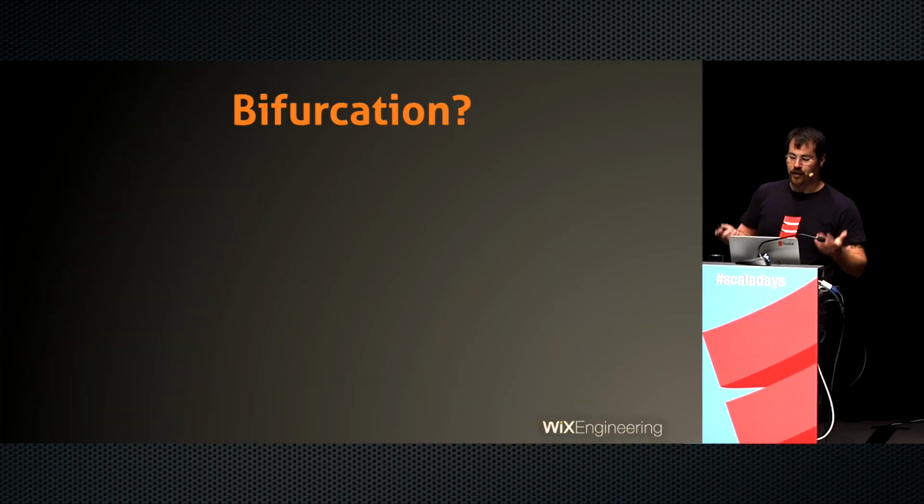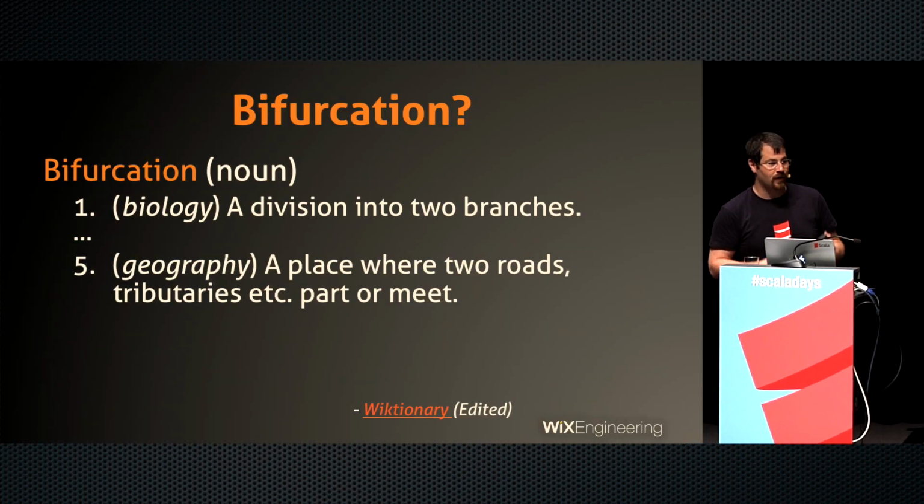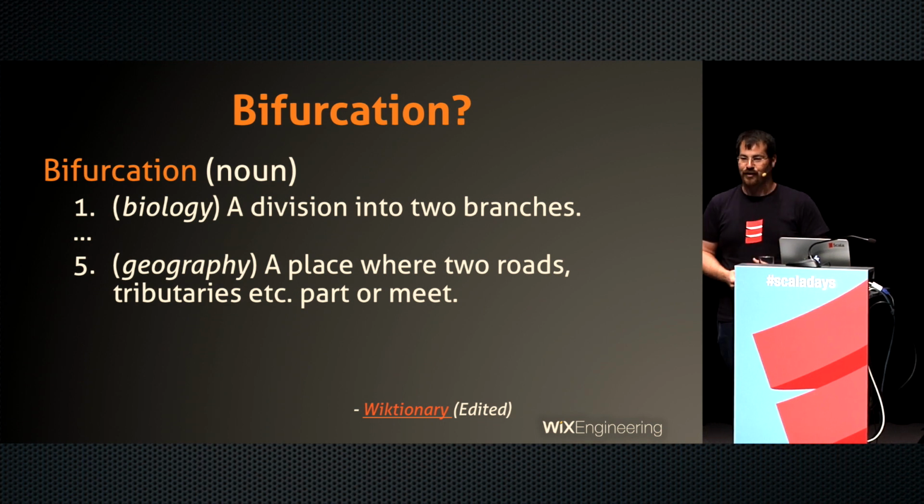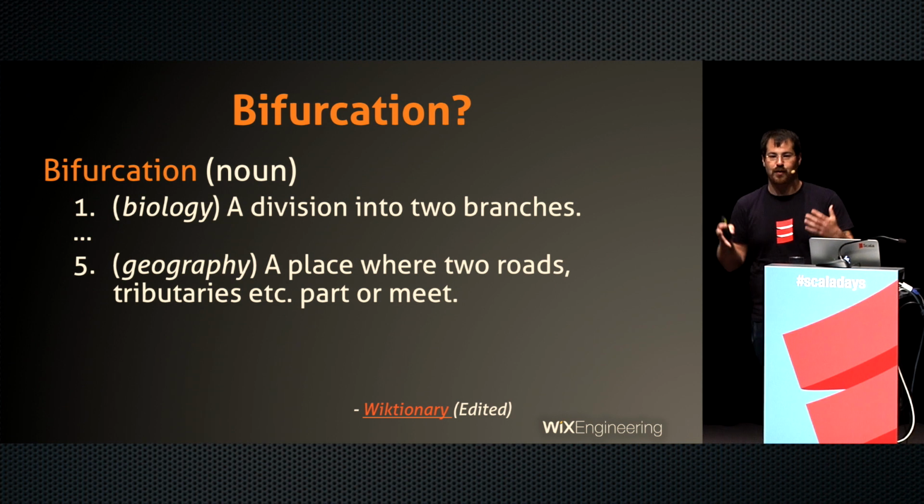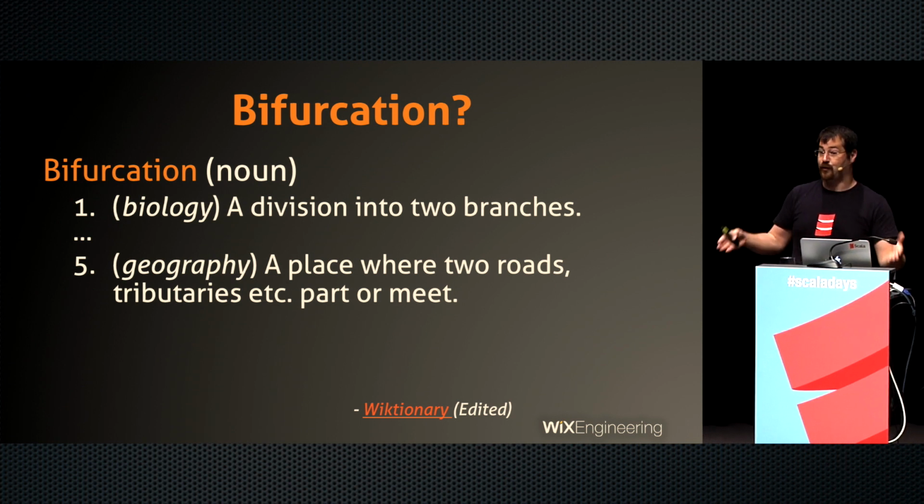So just to get started, who here actually knows what these words mean? All right, that's actually about half the crowd. It's more than I expected. Cool. For everyone else, and also to make a point, let's take a quick look at a dictionary definition of what bifurcation means. Looking at Wiktionary, you can see that bifurcation in biology, in geography, and in a whole bunch of other fields essentially translates to a group or a thing being divided into two.